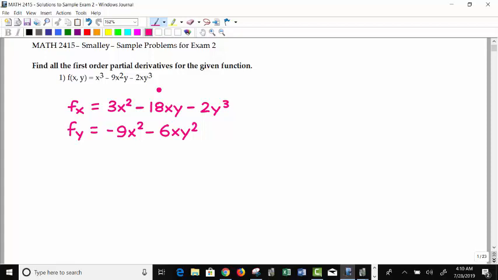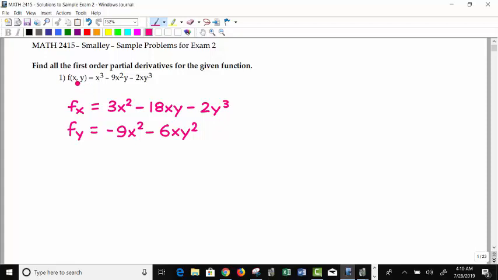So that means we will have a partial derivative with respect to x, and we'll have one with respect to y. With respect to x, the derivative of x cubed will be 3x squared. The multiplied y will stay with it because it behaves as a constant. So the derivative of 9x squared is 18x, so it makes it minus 18xy. And then for the last one, the y cubed will stay again as it's multiplied, and the derivative of x is 1. So we have minus 2y cubed. So it takes care of that one.